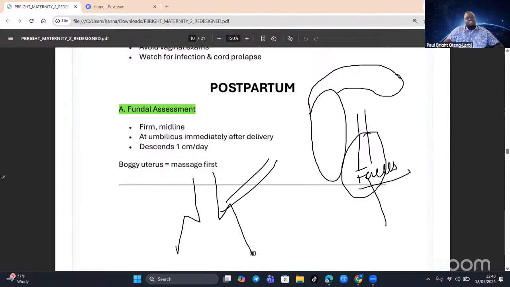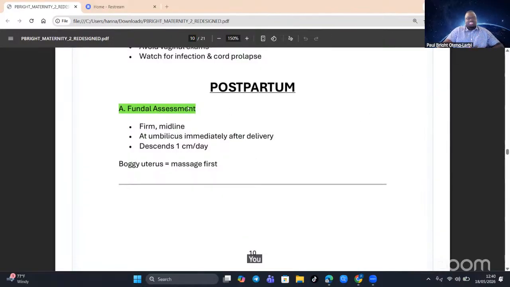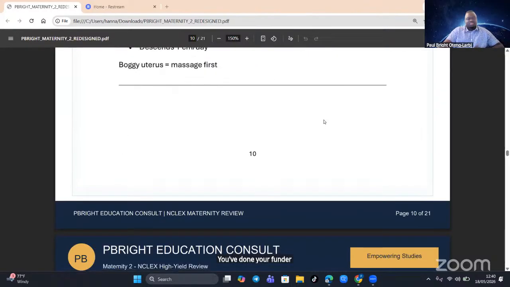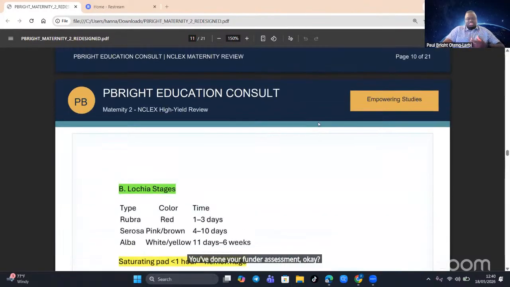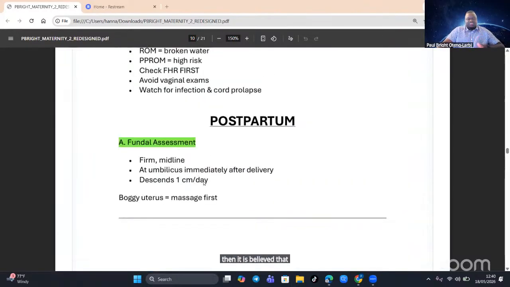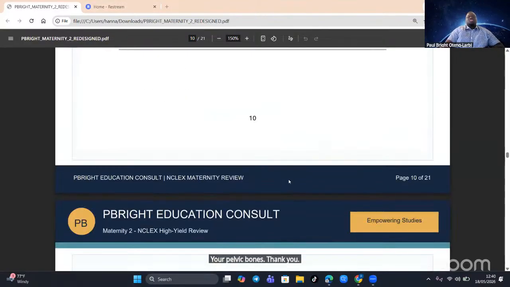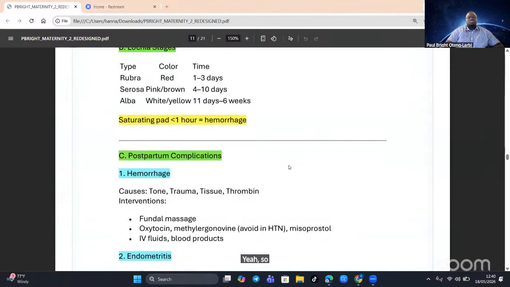That's it. So postpartum, you are still on the journey. You've done your fundal assessment. Then it is believed that every day it should descend down. As your hormones are decreasing, the head of the uterus should be descending. It has to come back to what? Your pelvic bones. So these are the things you do.